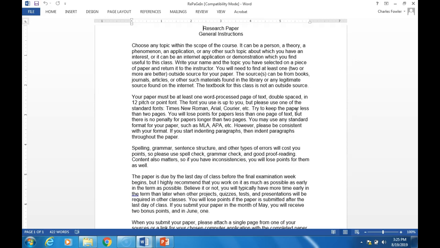Okay, here is the stick. If you turn in your paper after that last day of class, now that doesn't mean the last day of finals, that means the last day of class. The last day we meet as a class and go over new material, that's the last day that I will accept the paper without your losing points. So if you turn it in after that last day of class, you will start losing points. Okay, that's the stick. Here's the carrot.